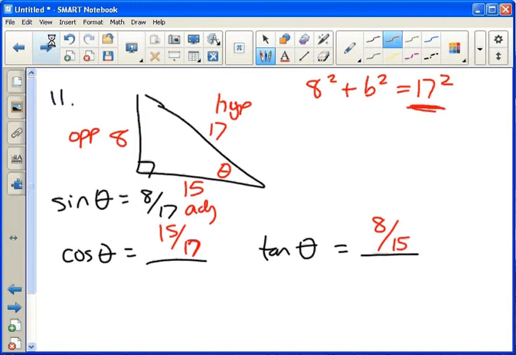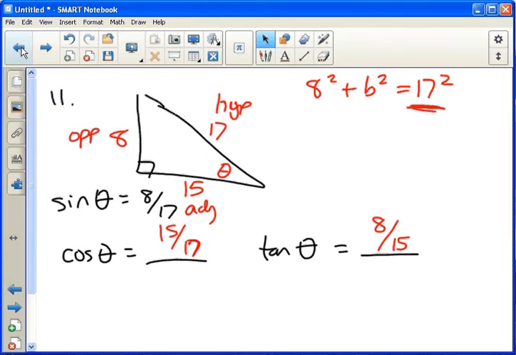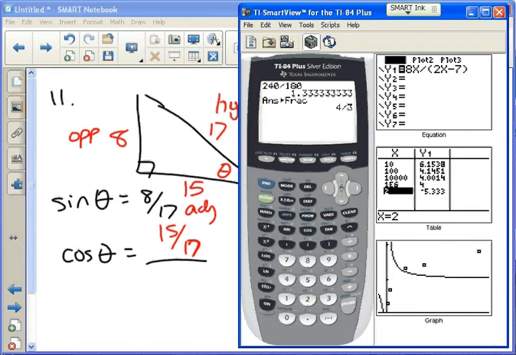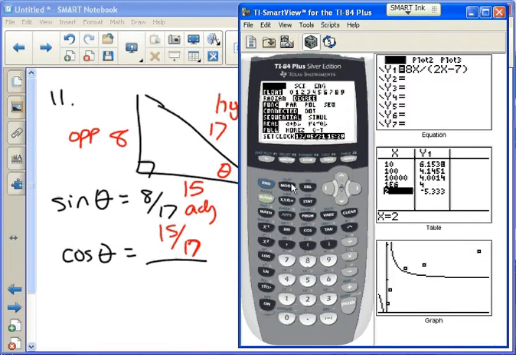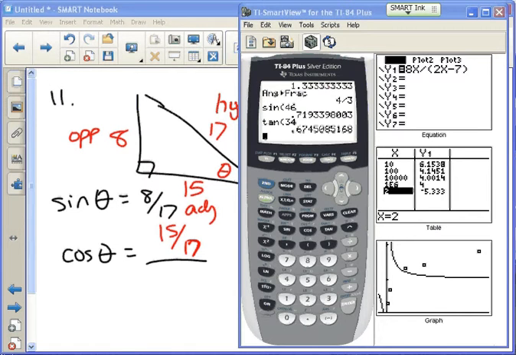Alright, the next few are in the calculator, so let me pull that up for us. 12. Make sure you're in degree mode. My calculator is. So I just type in sine of 46. There it is, 0.719. Tangent, 34. There it is, 0.674. Now the next parts are not in degrees. There's no degree signs there. So that was number 12 and 13.